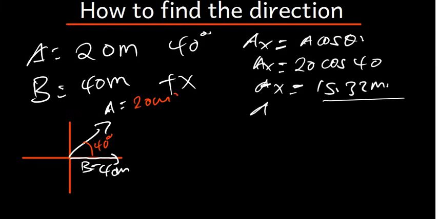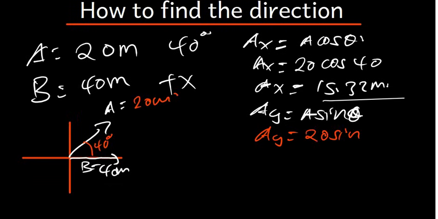Let's go to the y component. Ay is going to be A sine theta. To resolve any vector into the y component is sine. So Ay is going to be, the A is 20, sine 40. So our Ay is going to be equal to 20 sine 40, which is 12.855107. I've just rounded off.